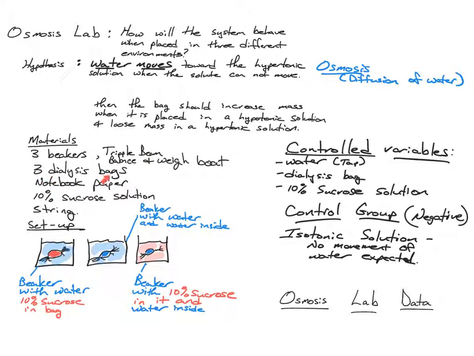All right, so we used a triple beam balance, three dialysis bags, which is from a roll, the same roll, right, that we cut up. Notebook paper, 10% sucrose solution, and string, right? Those are the things we used. Yeah. Wouldn't water go under materials too? If you did. Okay, yeah, I think it's a good point. It's a valid point.